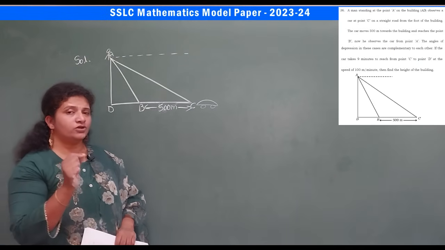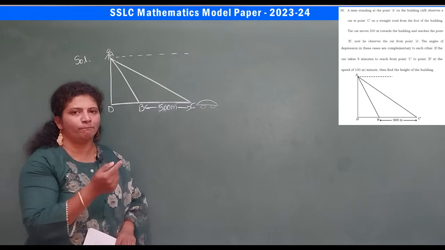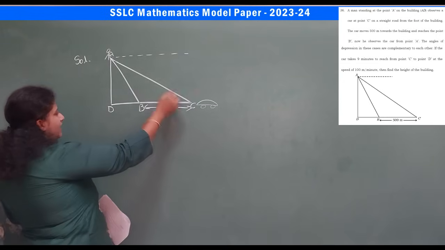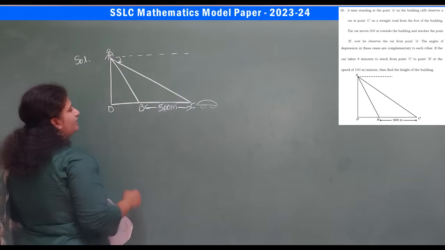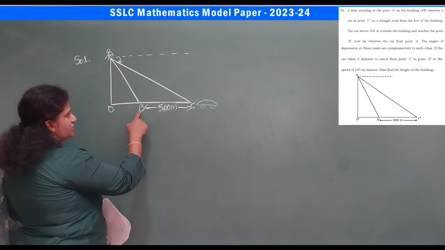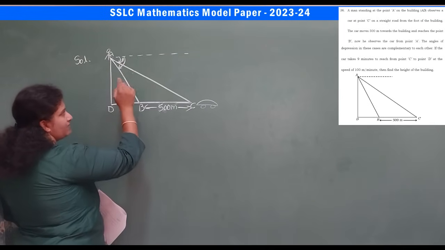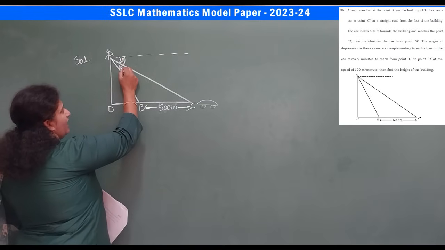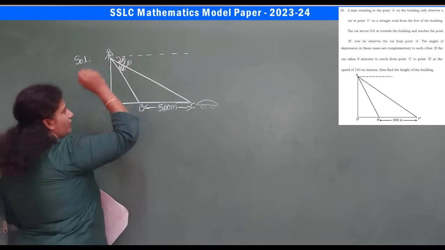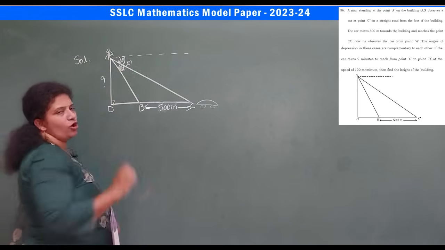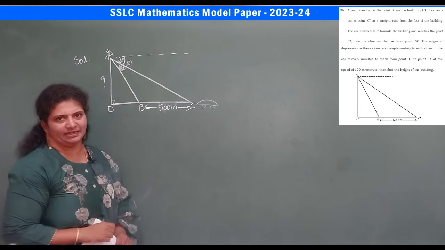So what is the word you should understand here? The angles of depression are complementary. First the car is here, so there is some angle, right? And now the car is at B position. Again you can see the angle of depression. So I don't know both the angles. Let me assume this as theta and this angle is 90 minus theta from here to here. These two angles are complementary, means what? The sum of the two angles is 90 degrees.